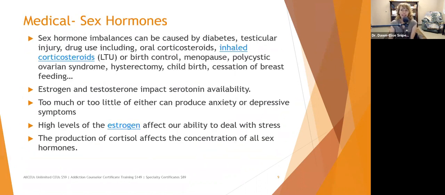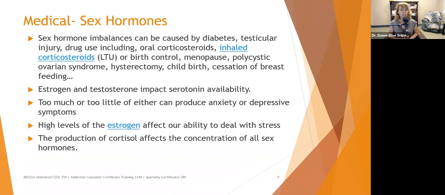Sex hormone imbalances can be caused by diabetes, testicular injury, obviously we're talking about testosterone there, drug use, including oral corticosteroids or long-term use of inhaled corticosteroids. And you're like, well, what are those? Obviously drug use, we're talking about steroids or illicit drugs. Oral corticosteroids are like prednisone, which some people have to take for different medical conditions, especially inflammatory medical conditions.